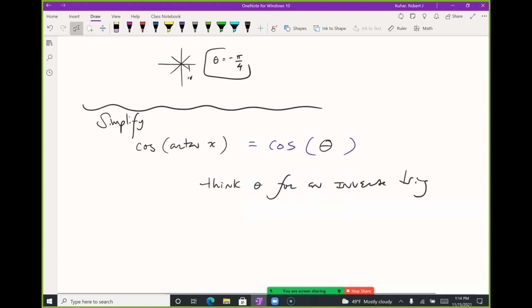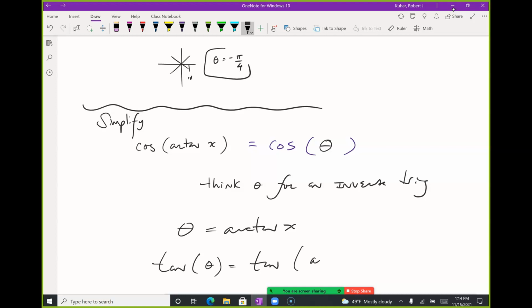So now you can really see that theta is arctan of x, right? But I don't think in inverse trigs. How do I want to think? In terms of trigs. So what should I do to both sides? How should I compose both sides? I'm going to take the tangent of the left side and the tangent of the right side.